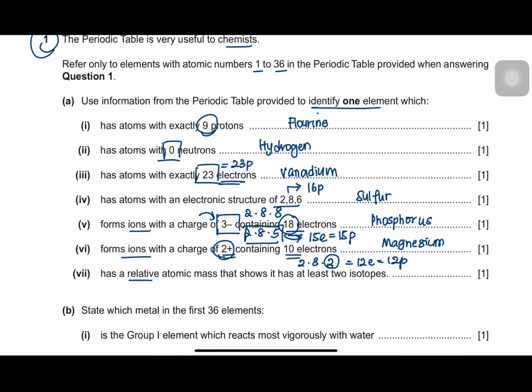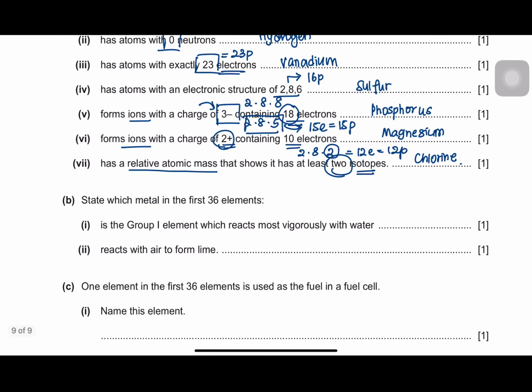The last one has a relative atomic mass that shows it has at least 2 isotopes. So this one is quite famous, and we know that it is chlorine. Chlorine is the one which has multiple isotopes, and the relative atomic mass is actually an average of several isotopes.